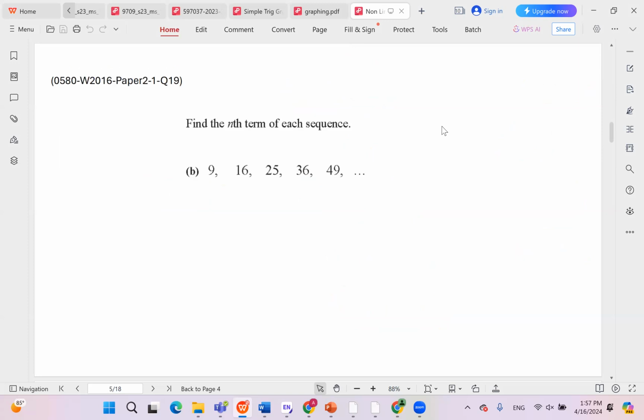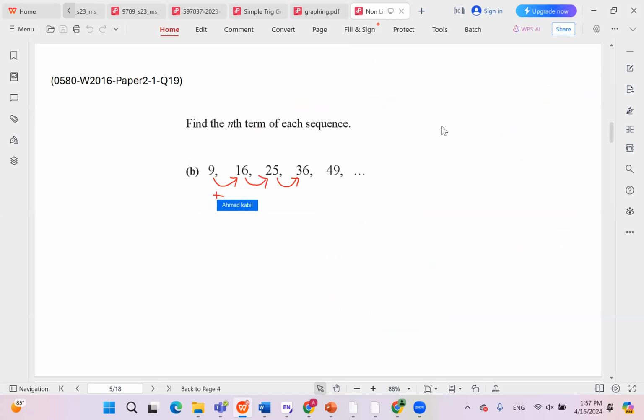Find the nth term of each sequence. Of course, we already know in advance that this is quadratic because this is the title of this part of the video. However, in the exam, you don't know that in advance, so you have to figure out what type of sequence it is. And the first thing you do is you just figure the relation between each two terms.